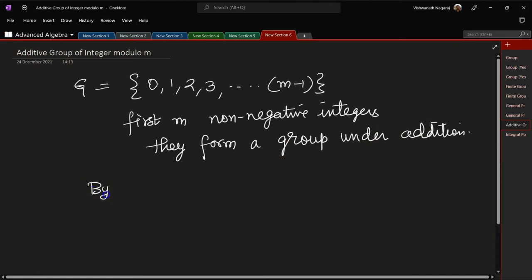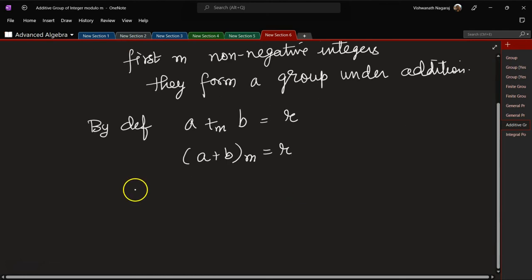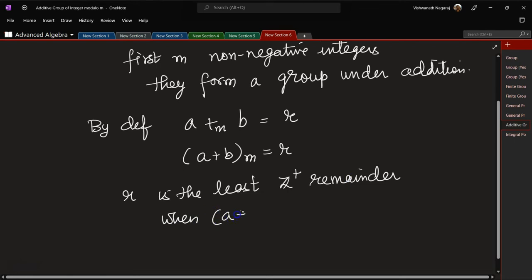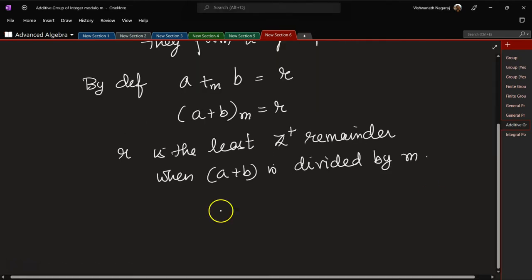So we know by definition, a +m b = r. Remember, this can also be written as (a + b) mod m = r. What this implies is that r is the least non-negative remainder when a + b is divided by m. That means the remainder will always be between 0 and m minus 1. It can't be more, because then it could be divided further. So it will be either 0, or 1, 2, 3 up to m minus 1.